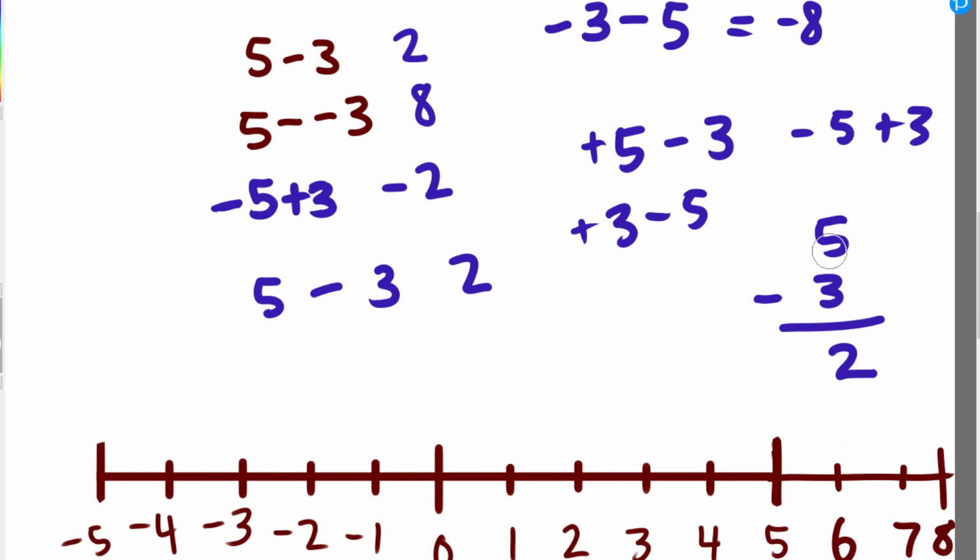So you just want to keep track of what the sign is of the highest number, and how many negatives and how many positives there are.